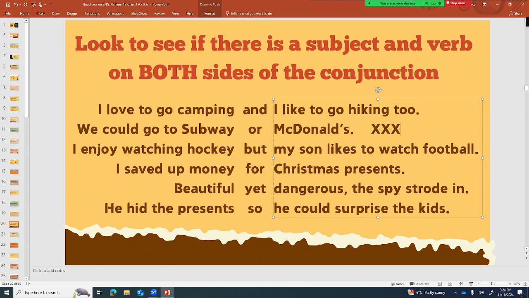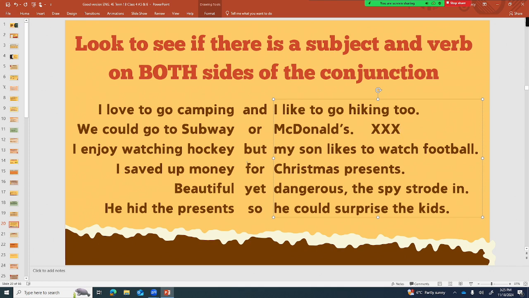I enjoy watching hockey, but my son likes to watch football. Is that a compound sentence? Well, on this side I've got a subject, I, and I've got my verb, enjoy watching. And on this side I've got my subject, my son, and then I've got my verb, likes to watch. So yeah, this one is a compound sentence.